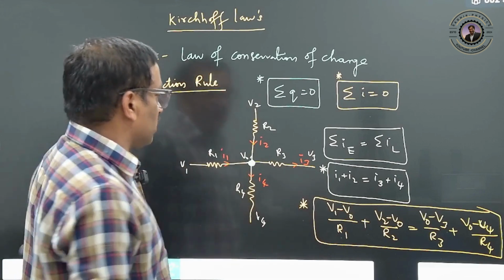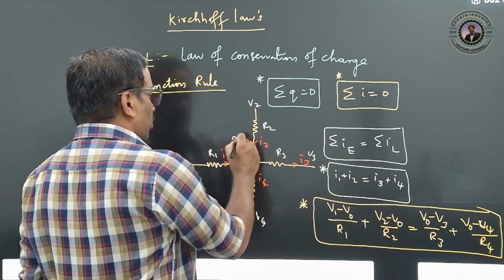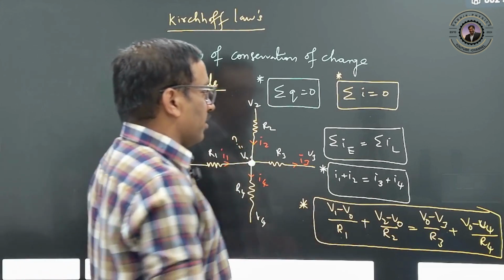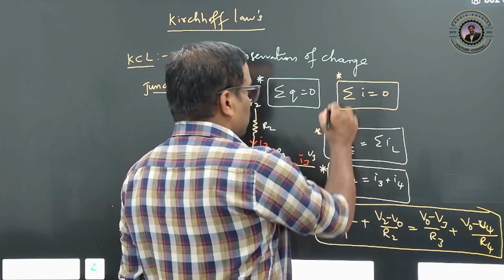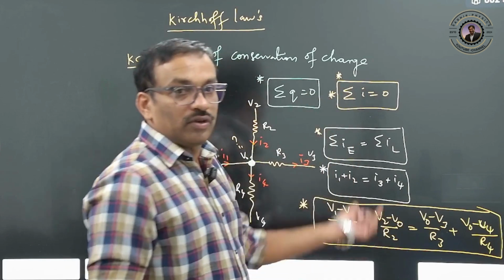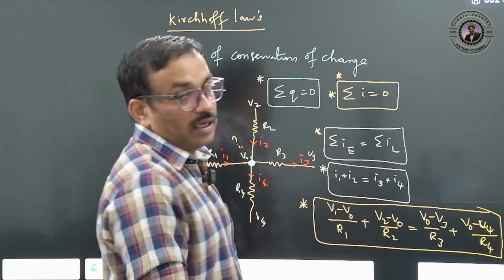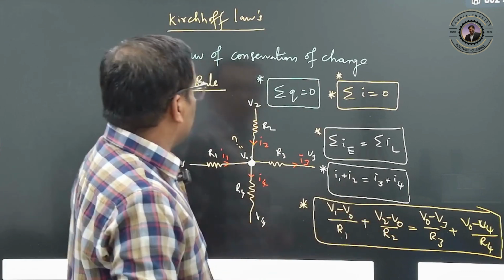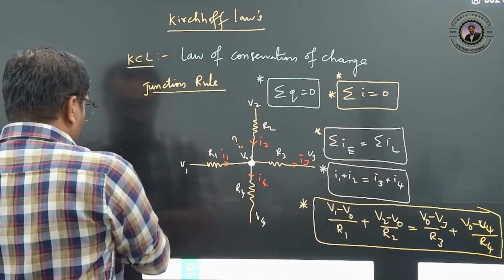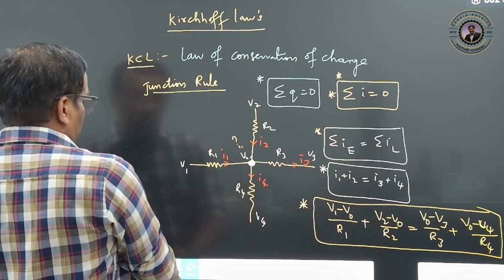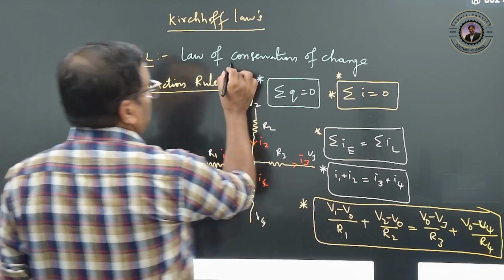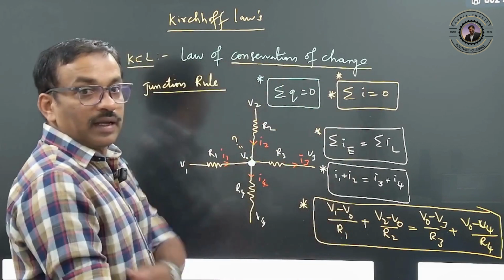By using this formula we can calculate the junction potential also. Clear? So these formulas are slightly important now, so we will use this concept to calculate the junction potential. Clear? So this Kirchhoff current law, it is based on what? Law of conservation of charge. This is most important. Clear?